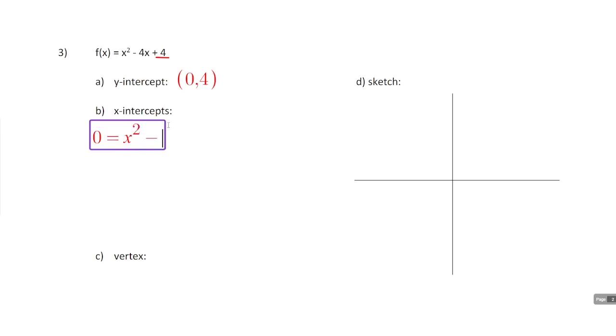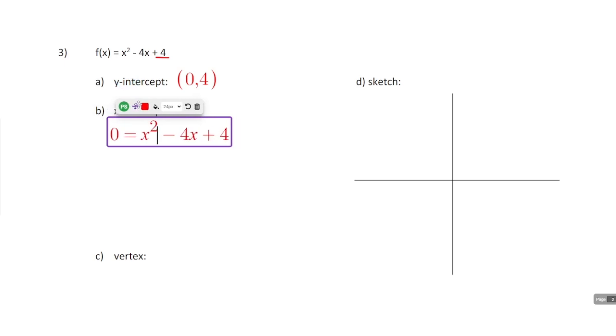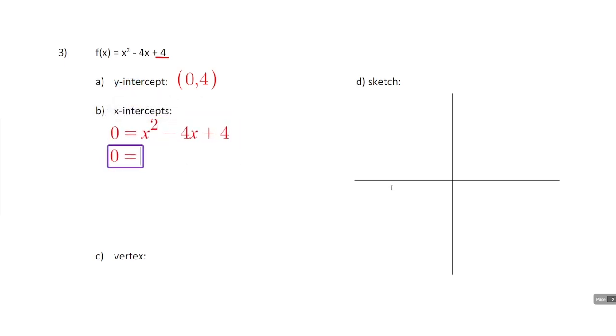If you can't solve it by factoring, it's possible that you'll have to use the quadratic formula, but I'd always suggest at least trying to solve it by factoring first. So 2 numbers that multiply to give me 4 and add up to -4 would be -2 and -2. So I get (x - 2) twice.